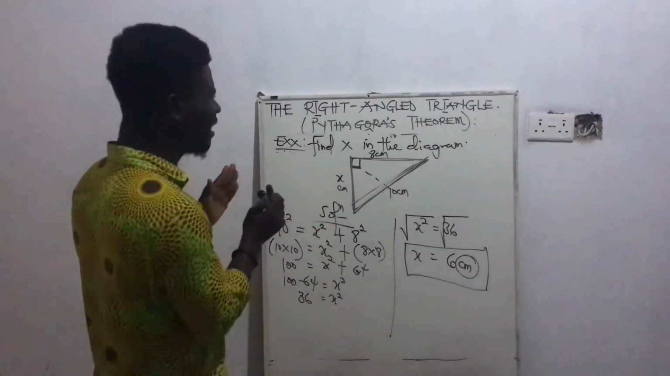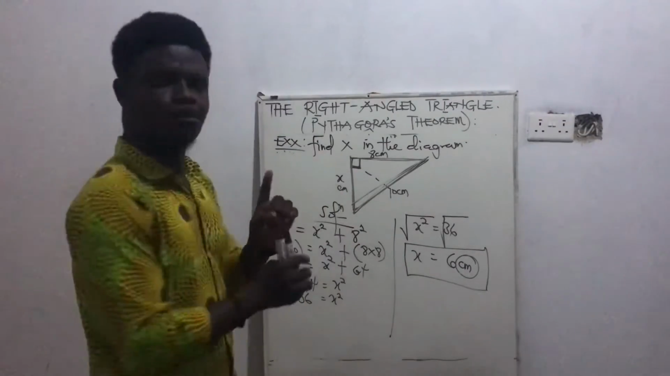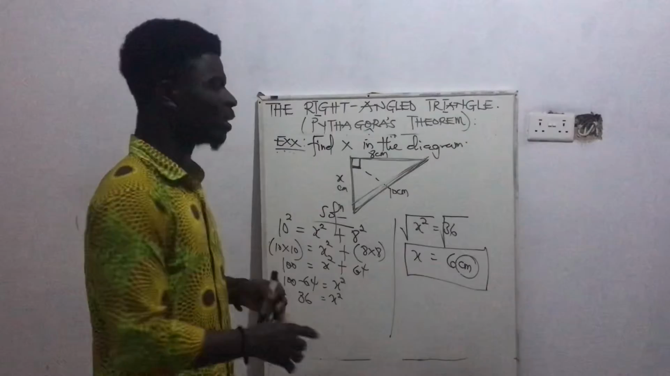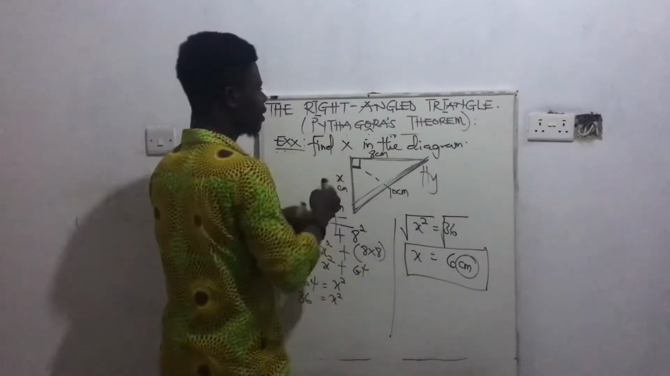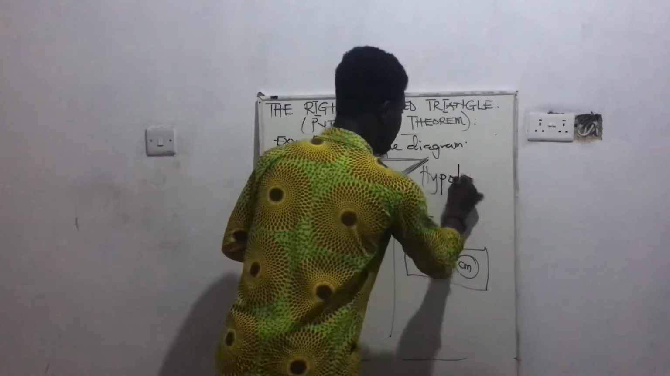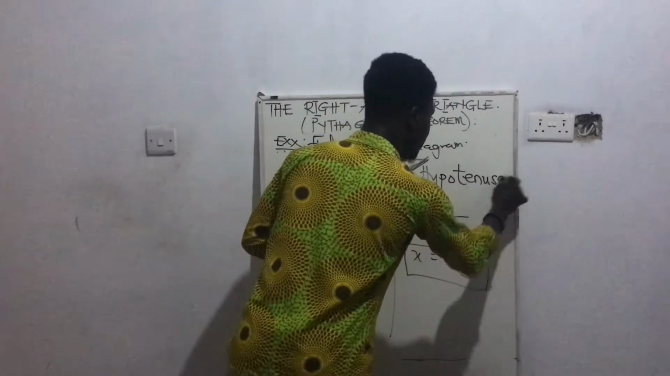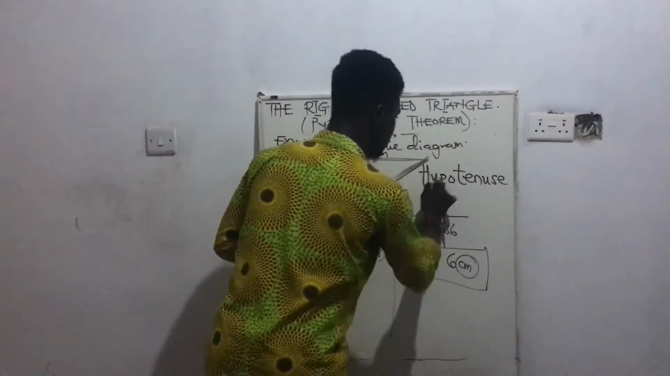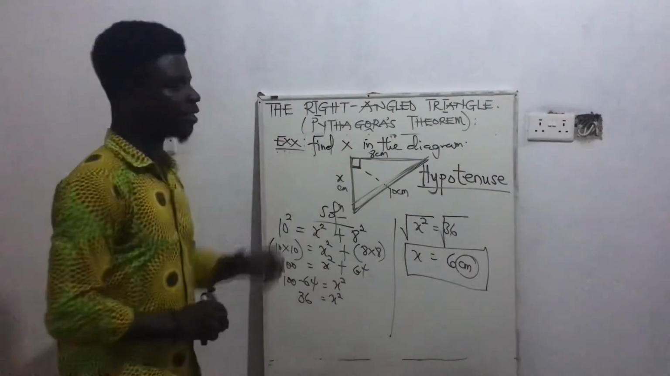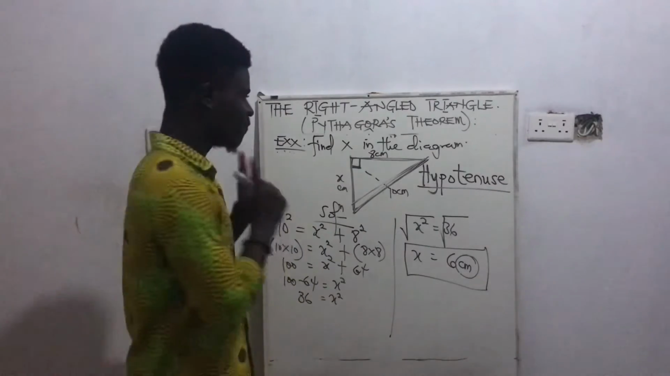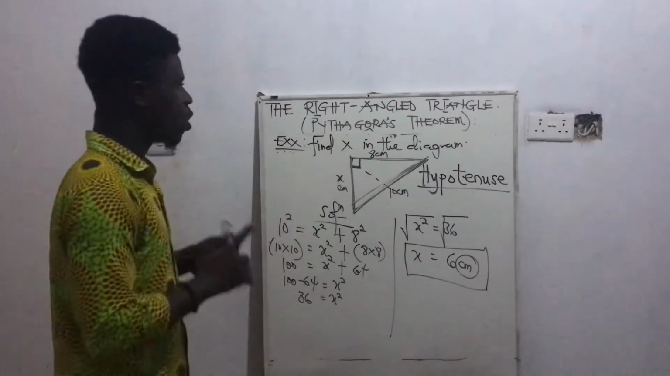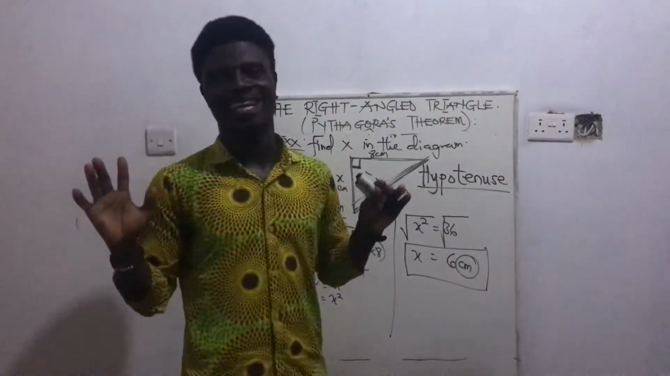So study the question and check the first thing. That's what? The hypotenuse. Study the first thing on this question. That's the hypotenuse. It's very, very important. All right, so let me solve my last example.